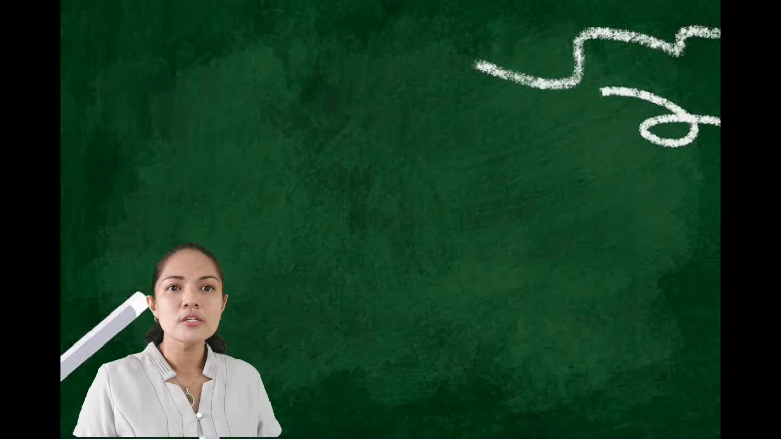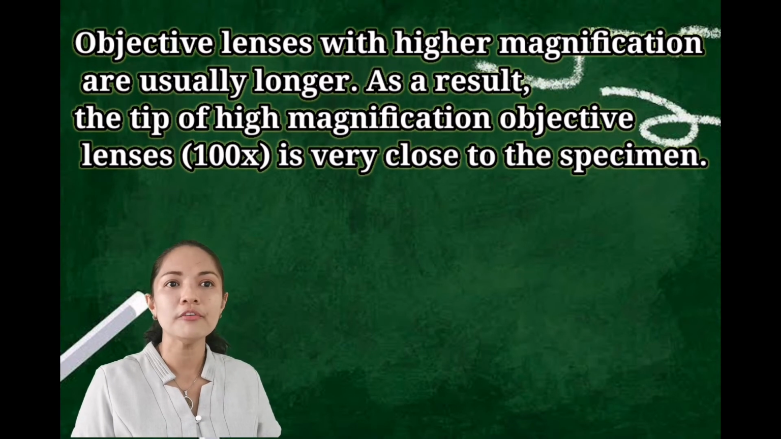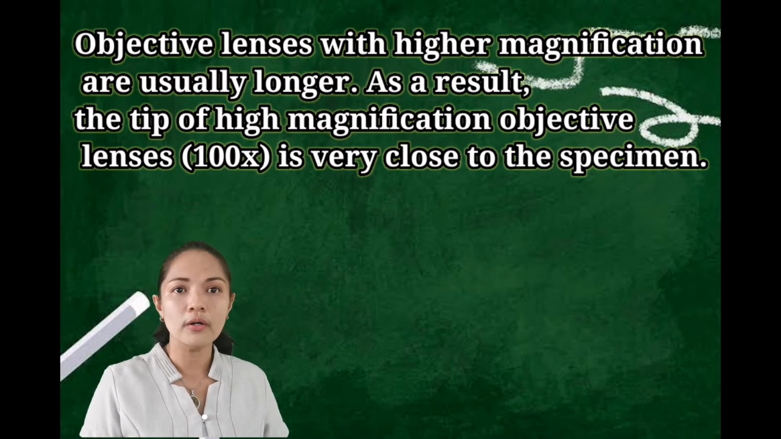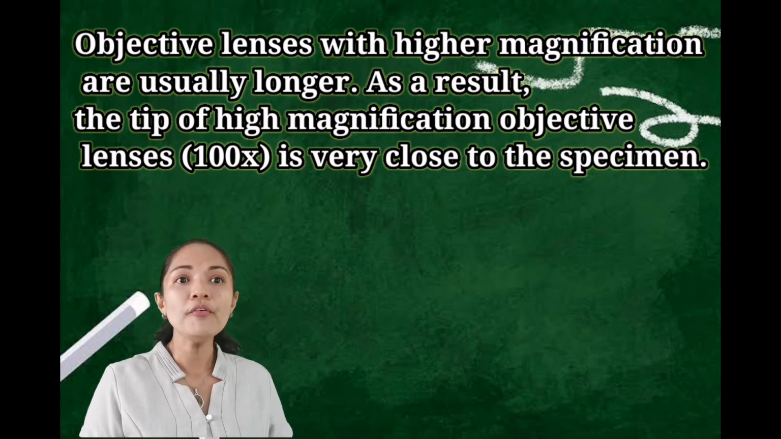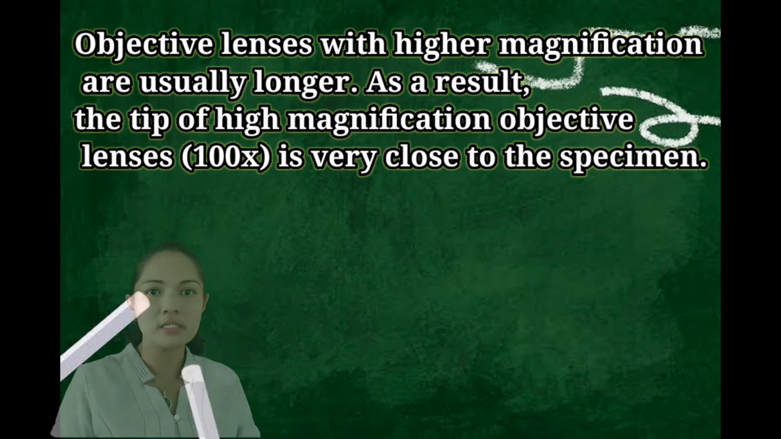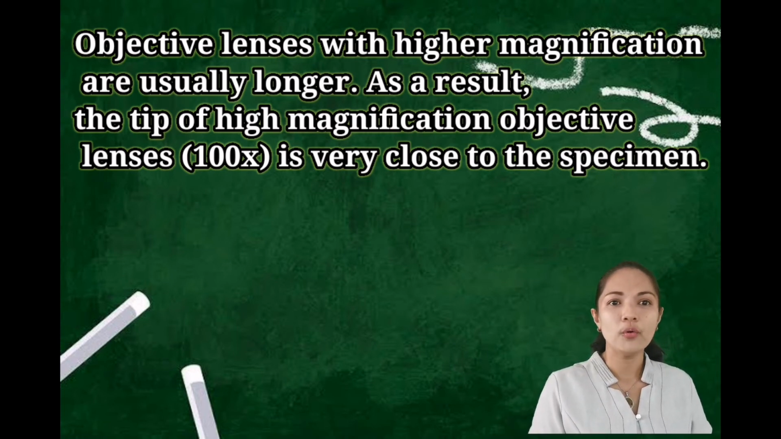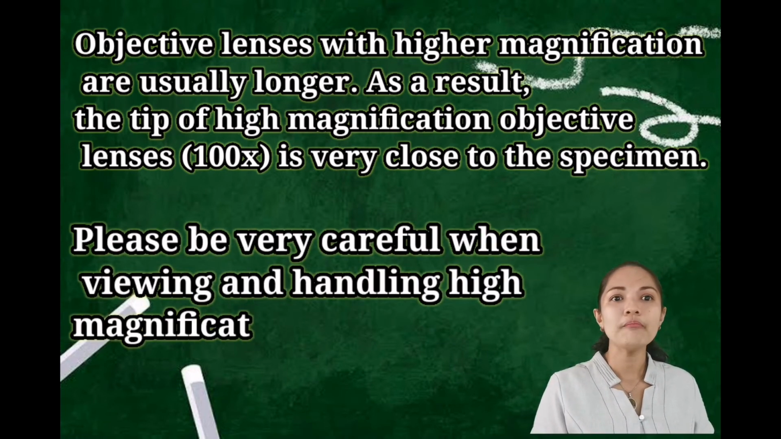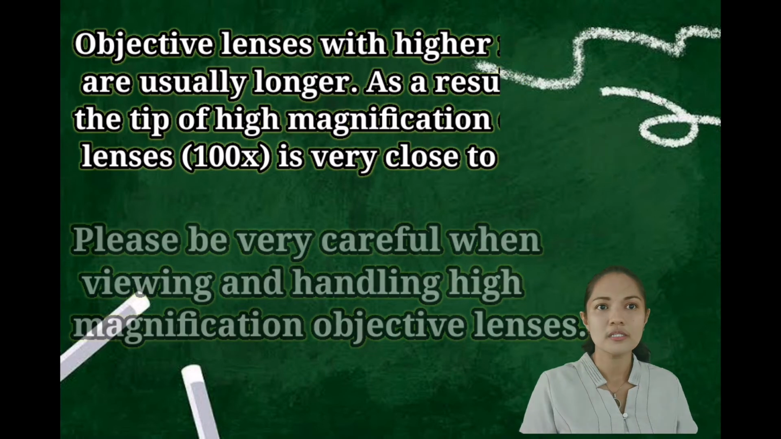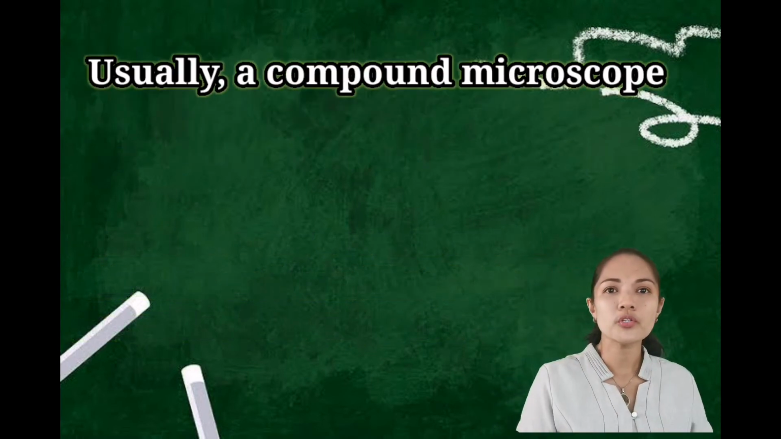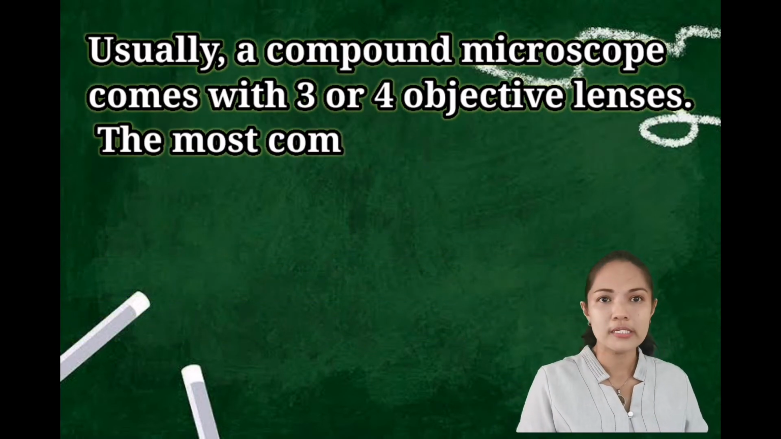Objective lenses with a higher magnification are usually longer. As a result, the tip of a high magnification objective lens is very close to the specimen. Please be very careful when viewing and handling high magnification objective lenses. Usually, a compound microscope comes with 3 or 4 objective lenses.